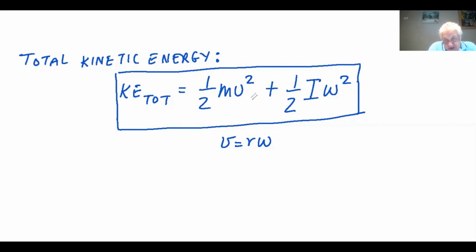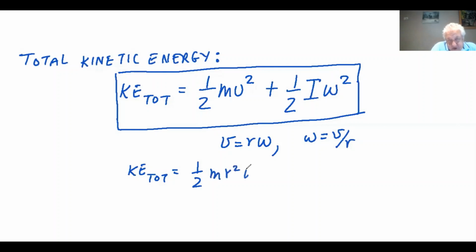For example, I can also make omega the subject here. So this is v over r. Then I can do two things, which is it's normally very convenient to write my kinetic energy in two alternative ways. I can substitute v equals r omega into here. So I get r squared omega squared plus a half I omega squared.